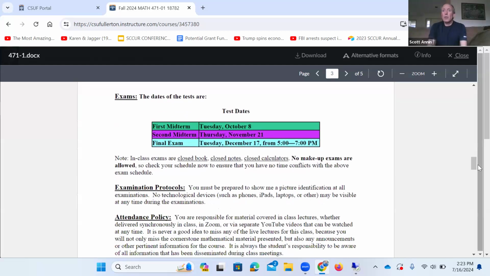The dates of the exams, you'll want to get these into your calendar early so that you know when you're going to be a little bit busy getting ready for them.